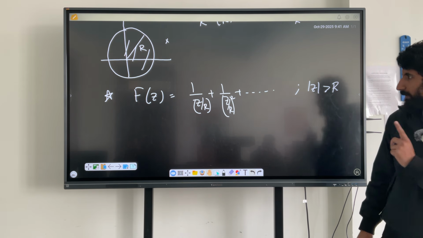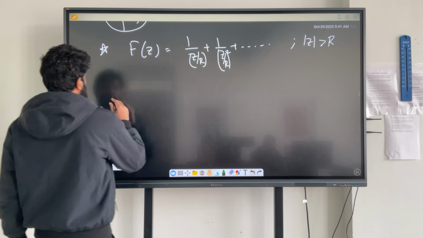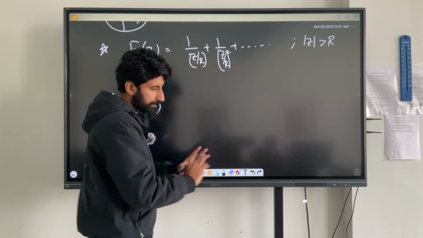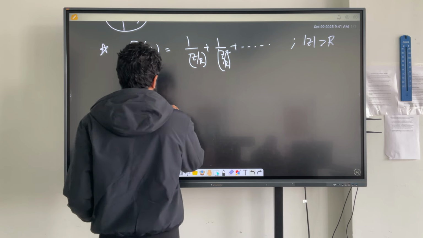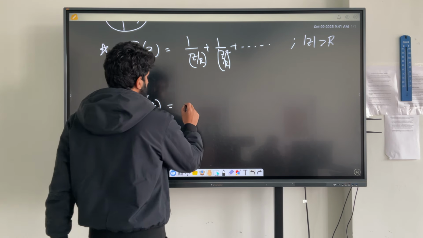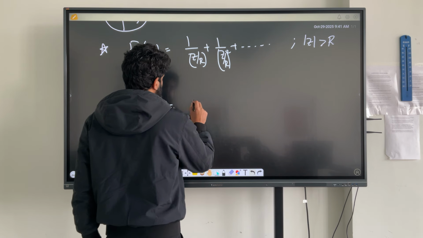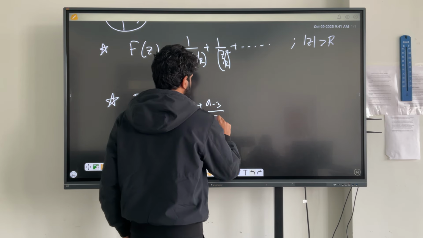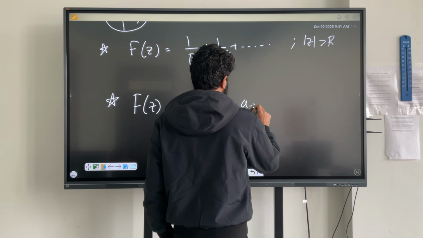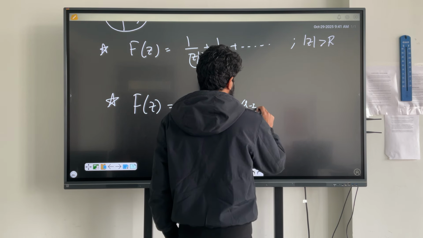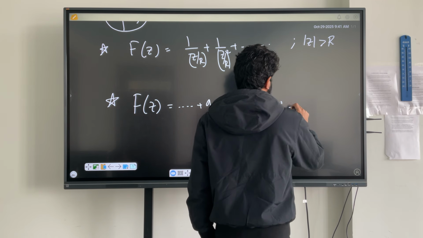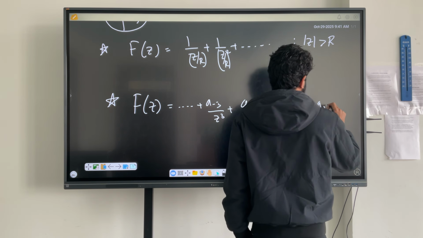Now let's consider both of them together. Let's consider a series f of z, the Laurent series in its full form. So we have, and so on, a minus 3 z cube plus a minus 2 z square plus a minus 1 by z plus a0 plus a1 z plus so on.